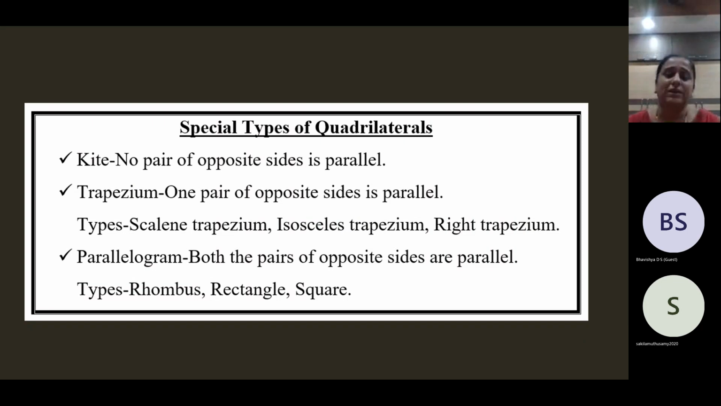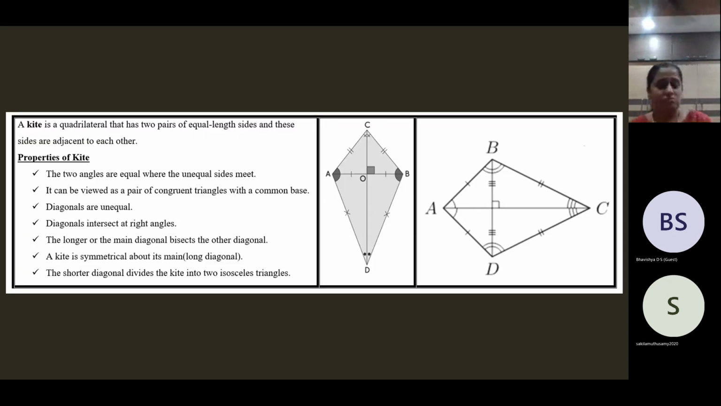I've already explained this earlier, children. Now you can just take a screenshot. When I started quadrilaterals, I explained all this. So you can take a picture and write it down again to recall. That time I did not have the presentation, so I wrote it and explained it to you. Now it's ready. You can take a picture.